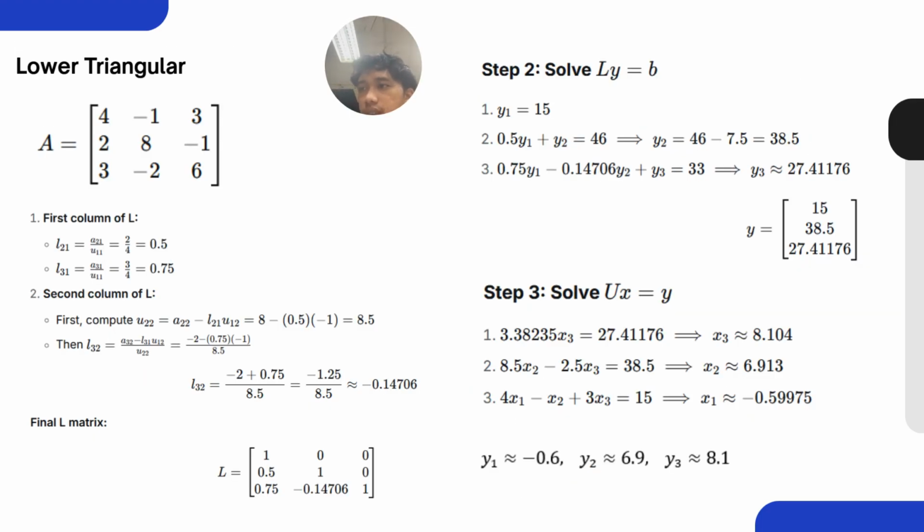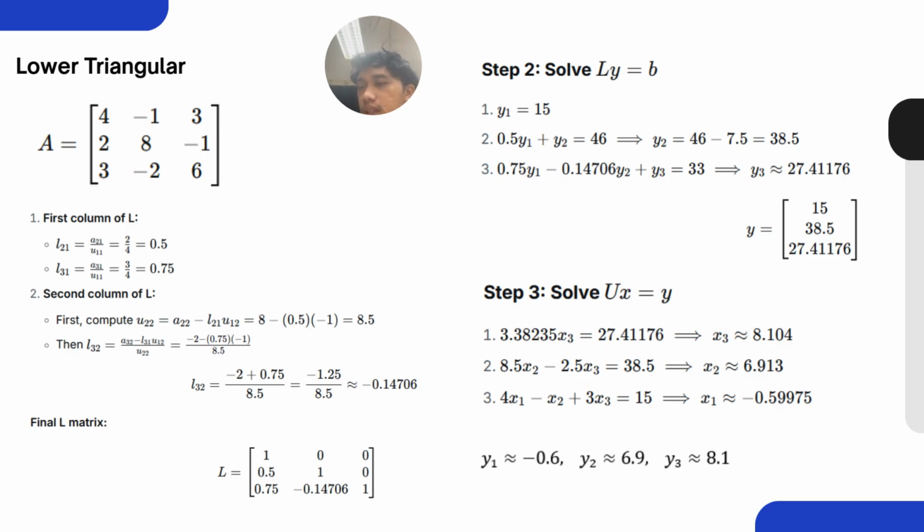Now in this slide, we are forming the lower triangular matrix. Matrix L stores the multipliers that we use during the row elimination process. From the first column, L21 equals A21 over A11, which is 2 divided by 4, and then we get 0.5. Then L31 we get 0.75.